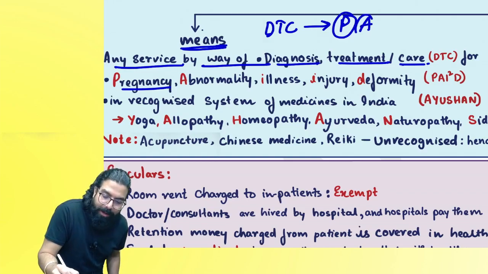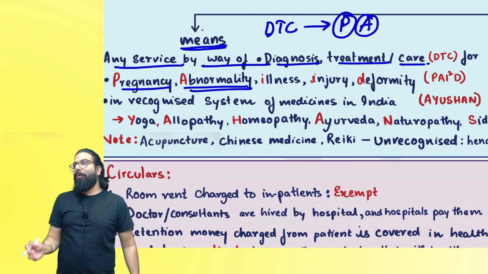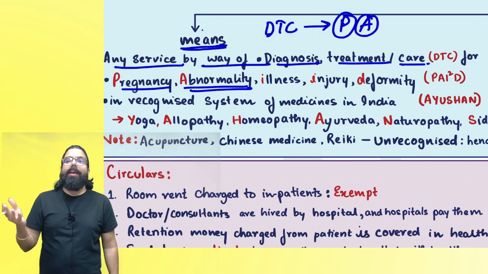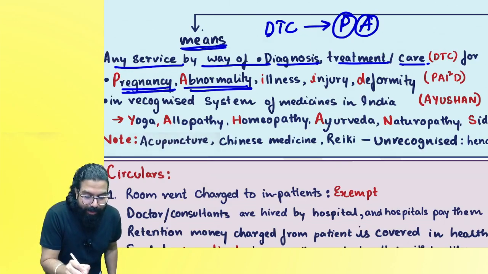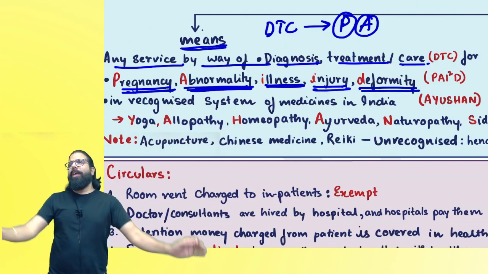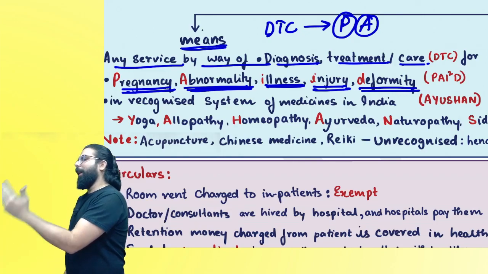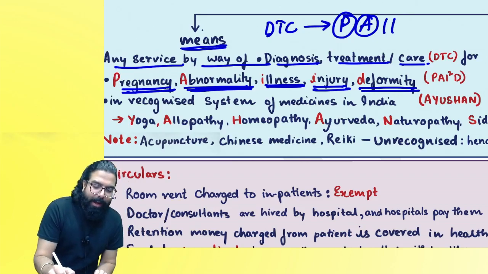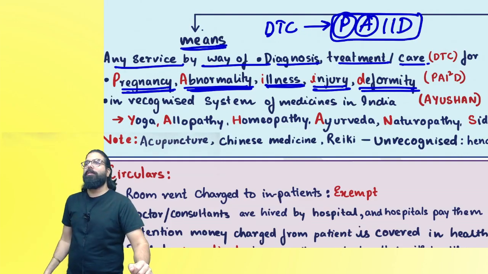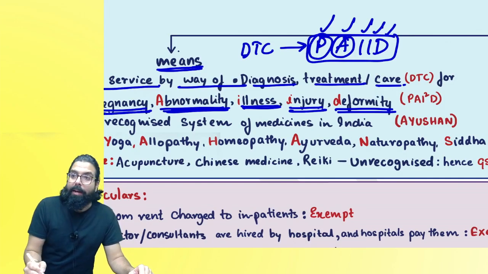Pregnancy, abnormality, illness, injury or deformity. Everyone, see on the board: pregnancy, abnormality, illness, injury or deformity. PAIID. Diagnosis, treatment and care for pregnancy, abnormality, illness, injury and deformity.